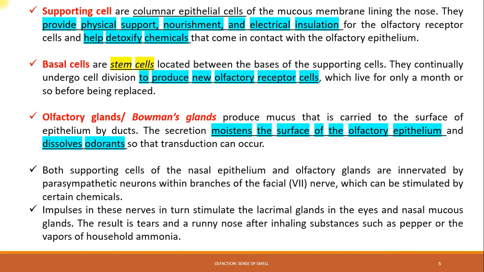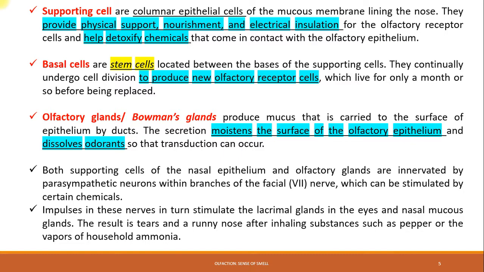Okay, so what is the function of mucus then? It moistens the surface of olfactory epithelium, and it dissolves odorant so that transduction can occur. Okay, in case of gustation, it was saliva that was responsible for dissolving the tastant. Here, the mucus produced by the olfactory gland plays the role of saliva in case of the olfactory system.